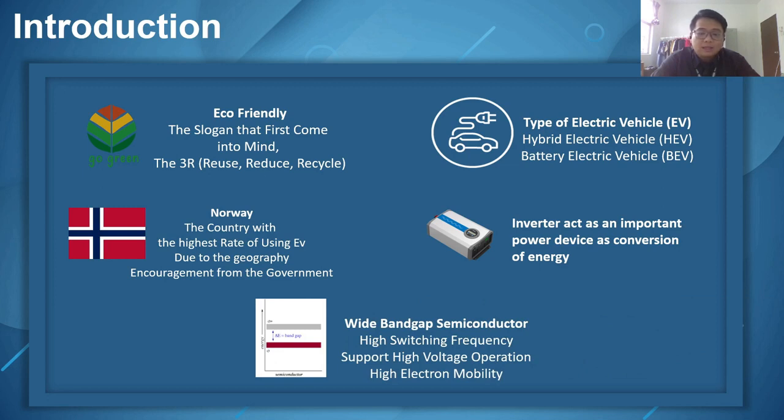And this inverter has created a lot of problems, such as the low efficiency of conversion of energy. So I have proposed to use the wide bandgap semiconductor to overcome this problem. The wide bandgap semiconductor has the characteristics of high switching frequency, it supports high voltage operation, and lastly, it has a high electron mobility.